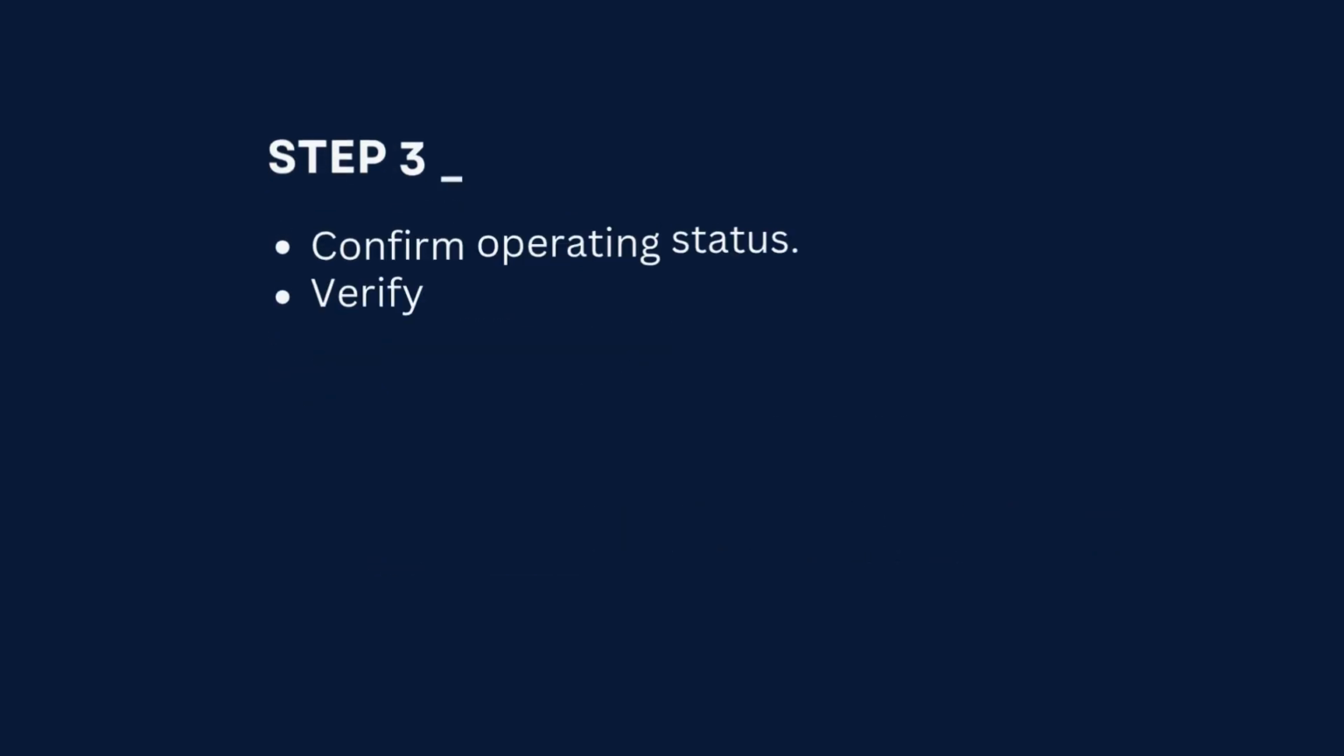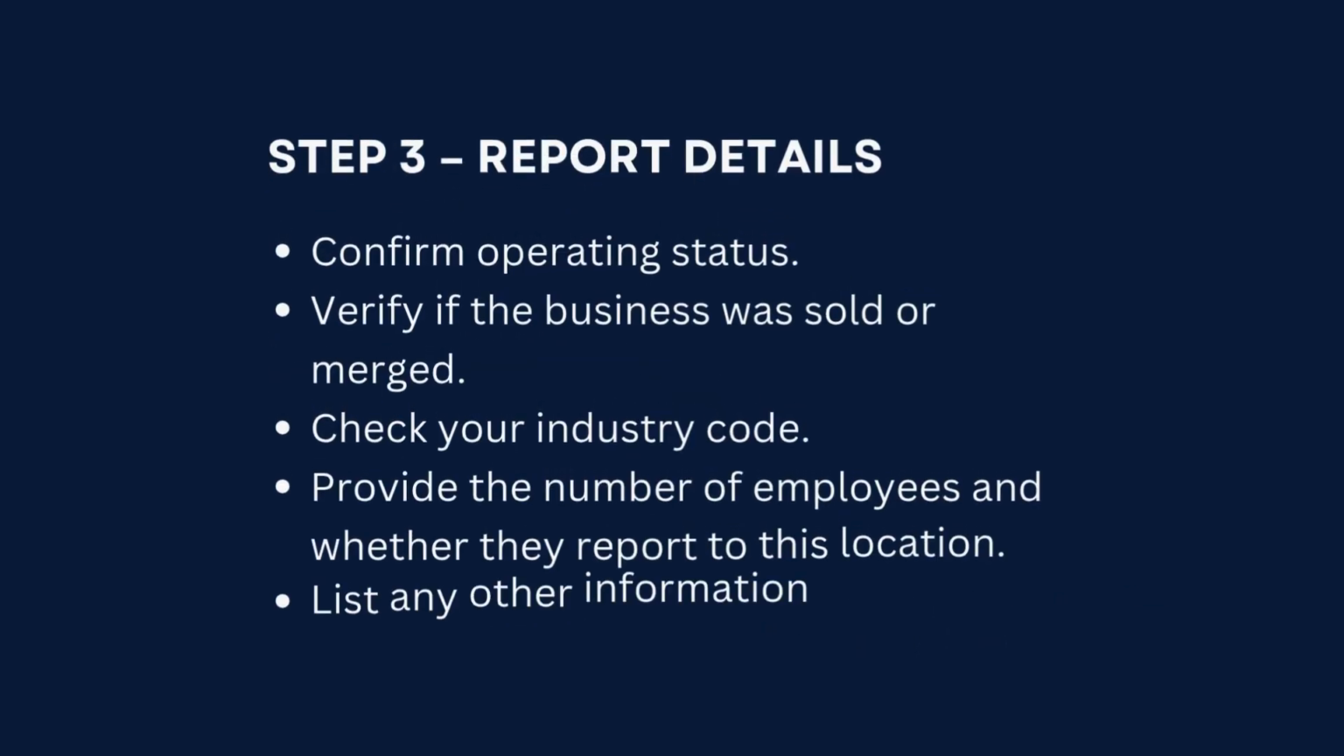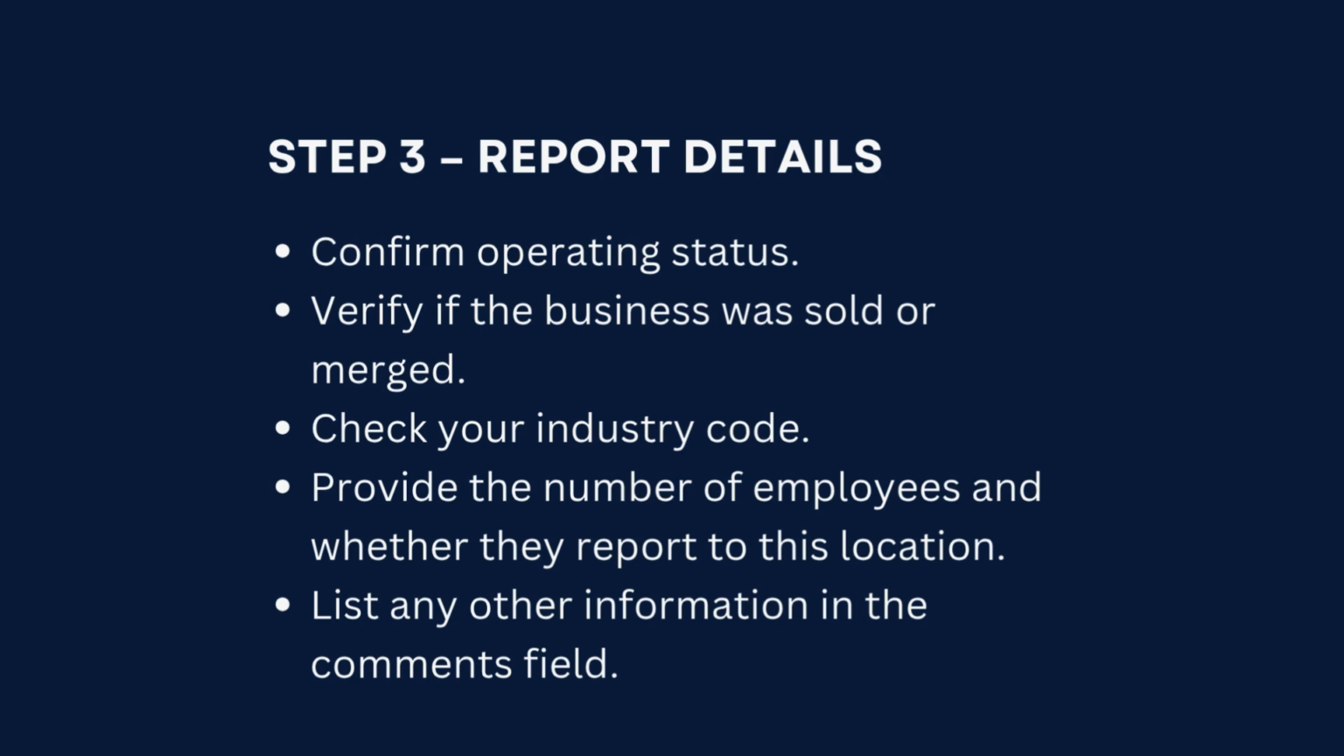Step 3. Report details. You'll now need to confirm your operating status, whether your business is open, closed temporarily, or closed permanently. You'll also verify if it was sold or merged, check your industry code, and report how many employees received a paycheck during the reference date. Answer each of the 5 questions carefully. You'll have space for additional comments too.